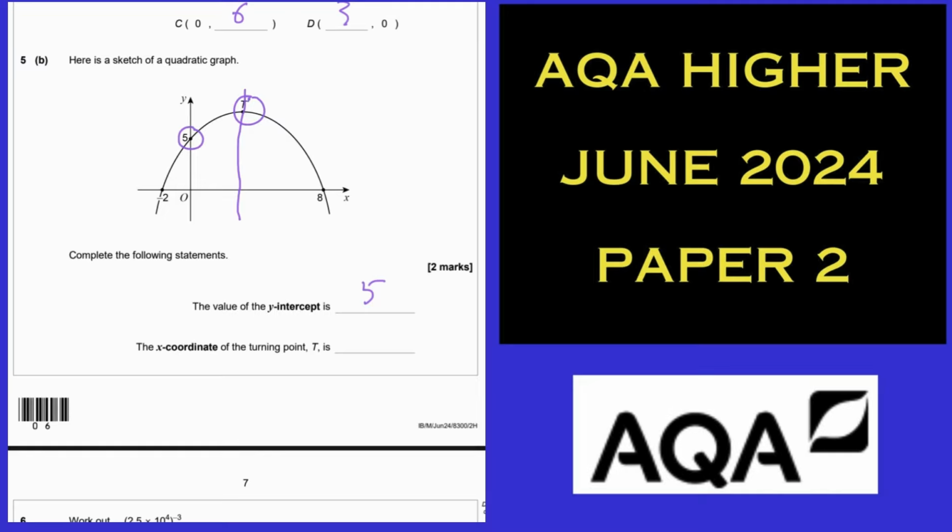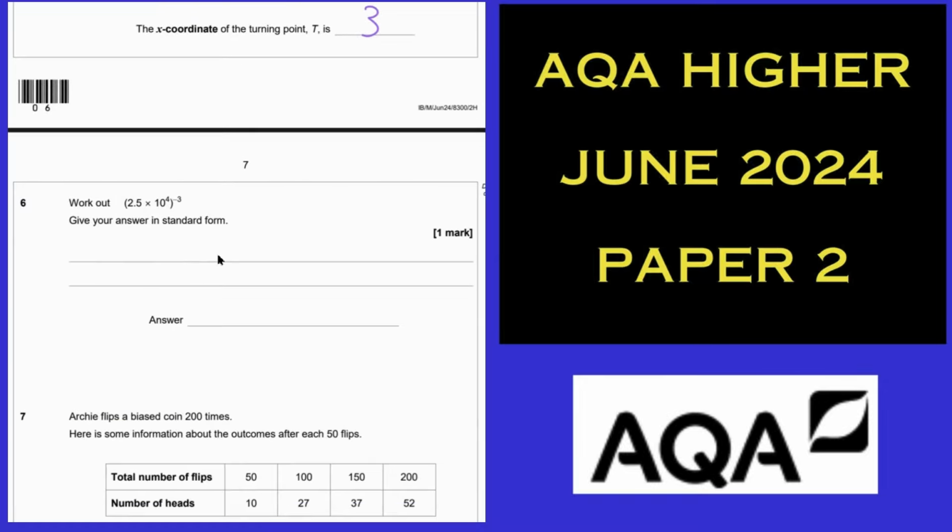The turning point T is also the vertex. This is also the line of symmetry. And why is that important? It's halfway between the -2 and the 8. So add them together, 6, and halve it, and you're done.